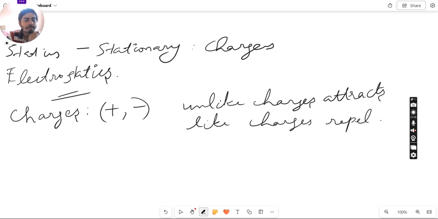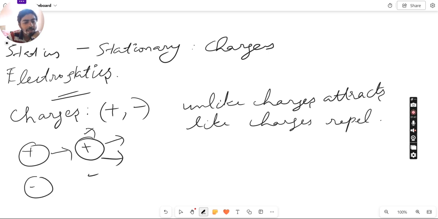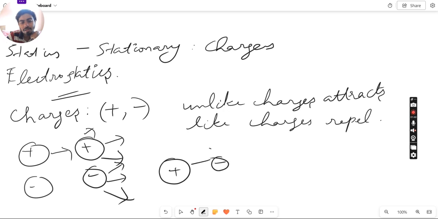Alright. So what it means is if we have a positive charge here and we keep a positive charge close to it, this positive charge will be pushed away from this positive charge. In the same way, if we have a negative charge and a negative charge, the negative charge will be pushed away. But if we have a positive charge and a negative charge, the negative charge will be attracted towards the positive charge.